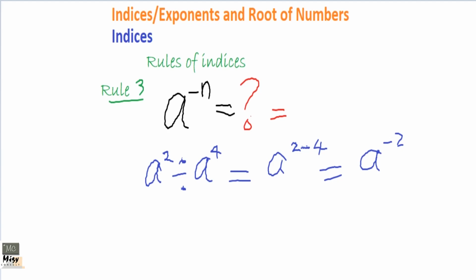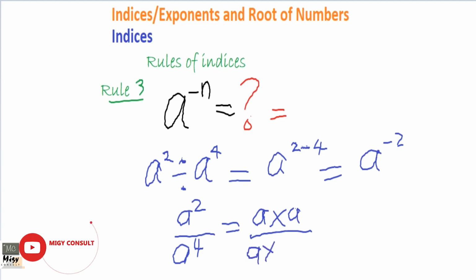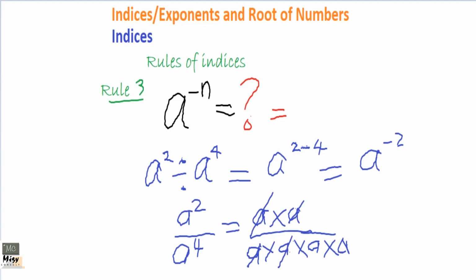But we can also apply the proof using the laws. We can get the same answer another way: a raised to the power 2 divided by a raised to the power 4. It is the same thing as division, so we write a times a, over a times a times a times a. Cancelling, we get 1 over a raised to the power 2.